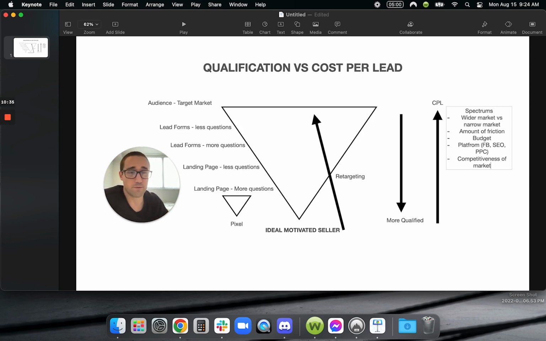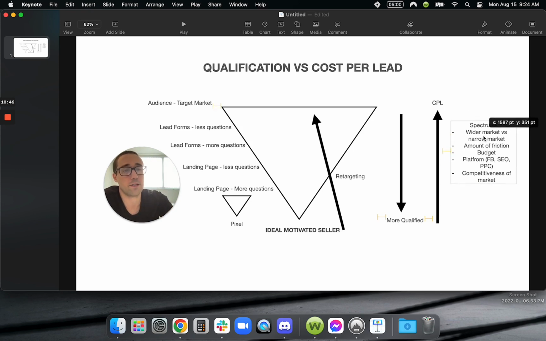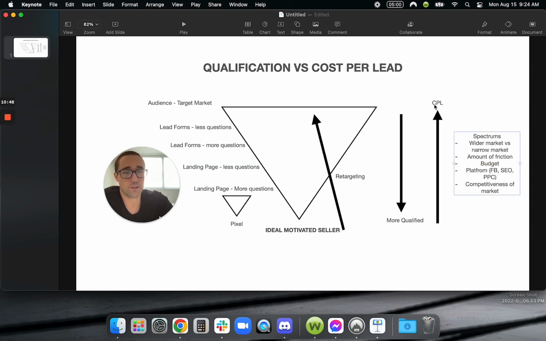The average assignment fee may be higher. Lots of people are already marketing in that area. That would push your cost per lead up, right? So that's another thing to keep in mind. These are all different spectrums you have to keep in mind when you're looking at what is my cost per lead going to be and how qualified are the leads going to be?